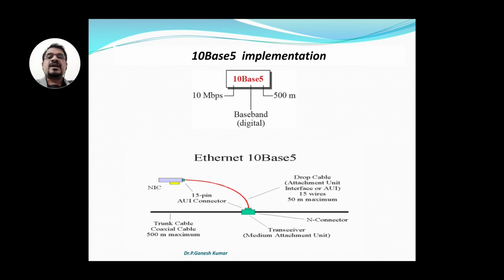This 10 base 5 we call a thick Ethernet, also thick net. In this Ethernet connection, a NIC connects to the medium via a drop cable, and the maximum distance from the transmission medium to your device is 50 meters. Overall, this network can cover 500 meters of distance.